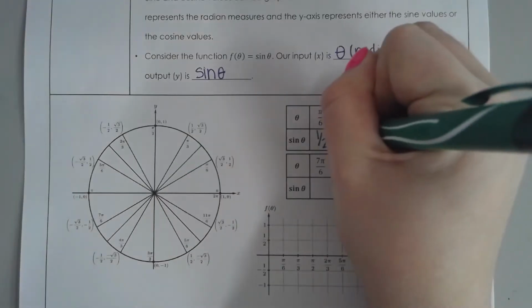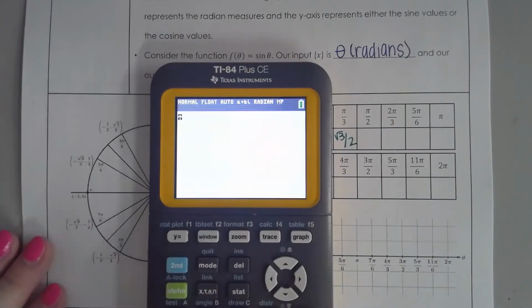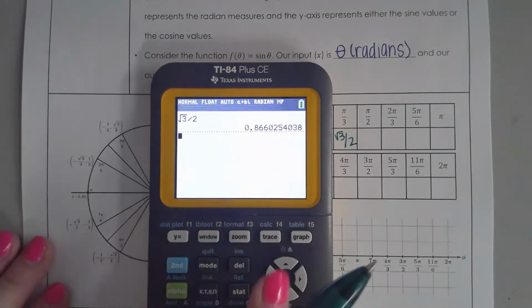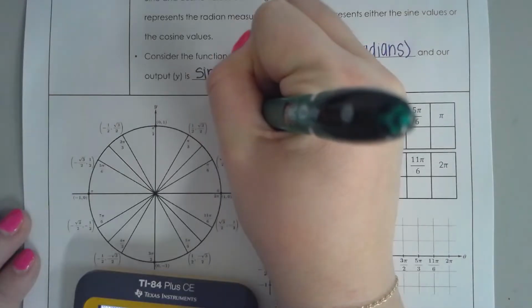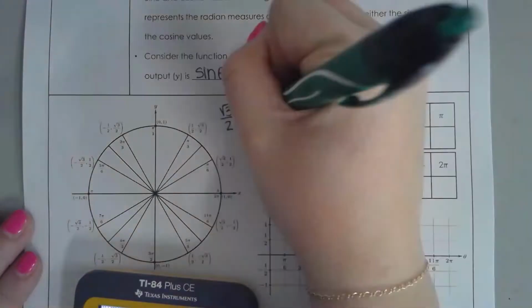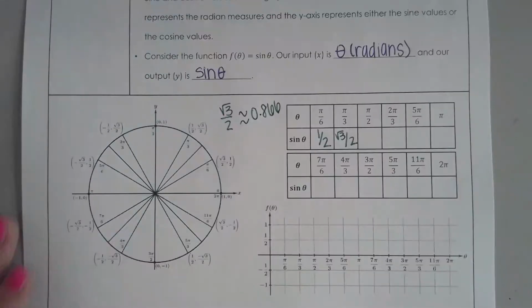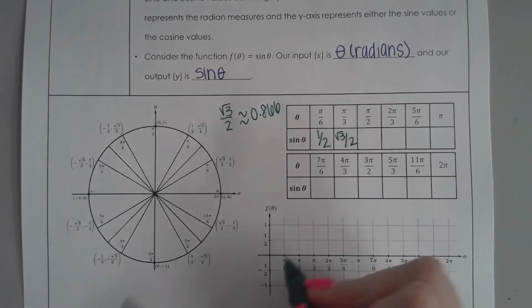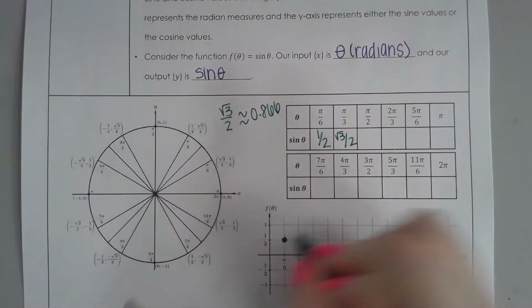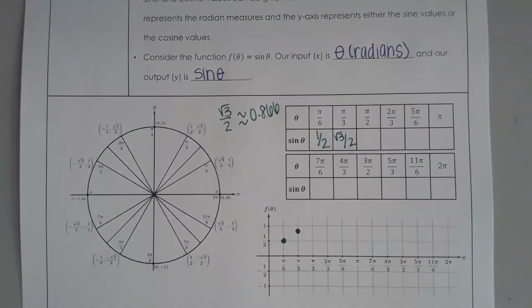Square root of 3 over 2. And it'll help if you have a decimal when you're graphing it. Graphing it at pi over 6, it's 1/2. Pi over 3, 0.866 is about right here.